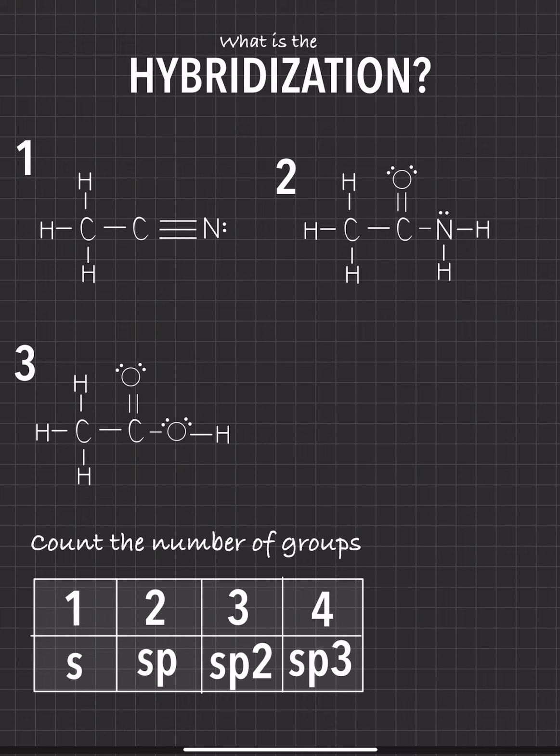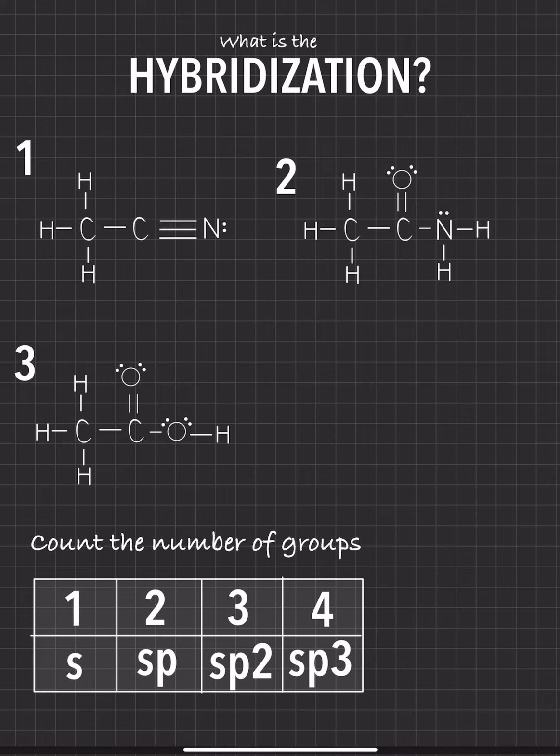So I have this hydrogen here, and again, I don't have any pairs of electrons, I just have this one single bond. So I only have one group around it. So again, these hydrogens all represent S. They only have one group, so it's S. Now let's go to the carbon. This carbon over here, I have 1, 2, 3, 4. So again, I have 4 groups surrounding it, so it's going to be sp3.